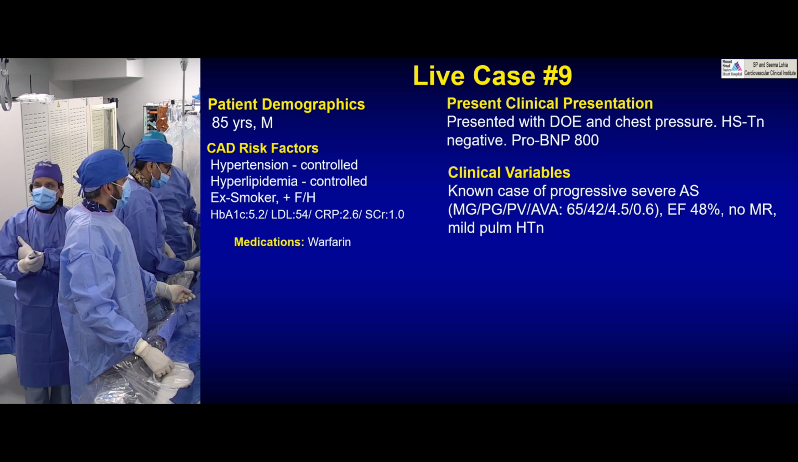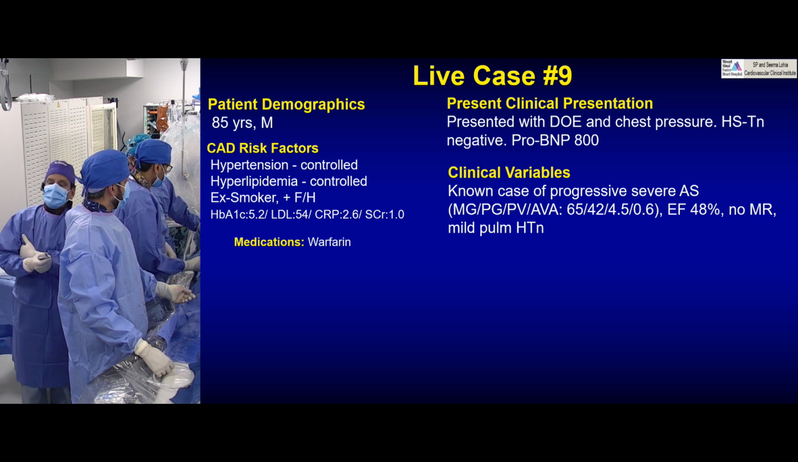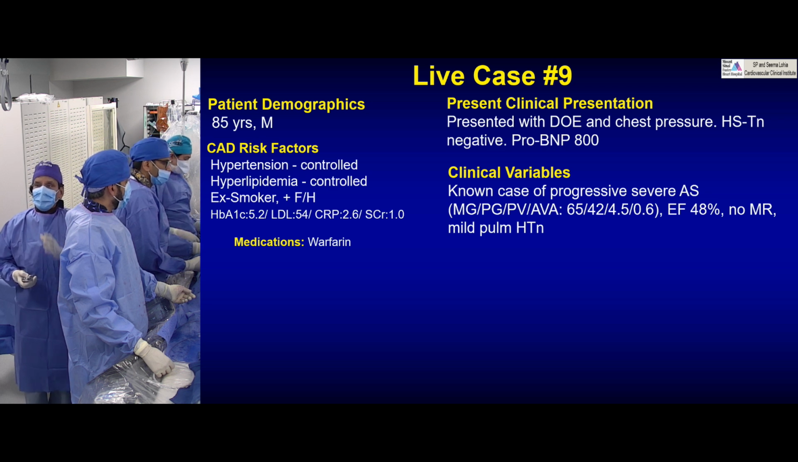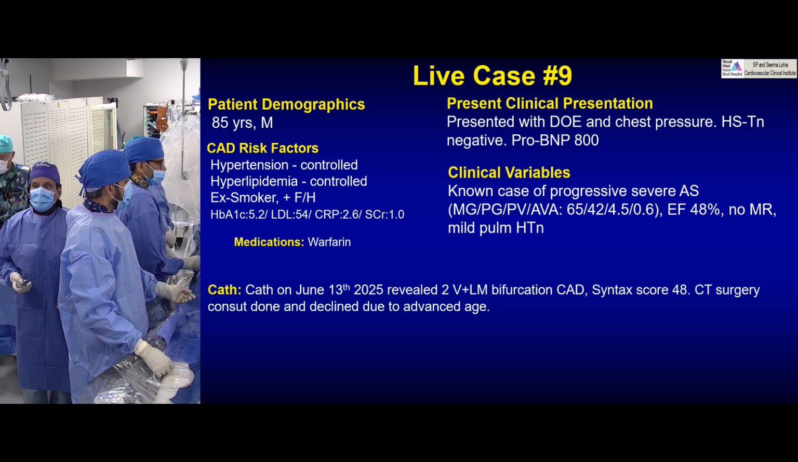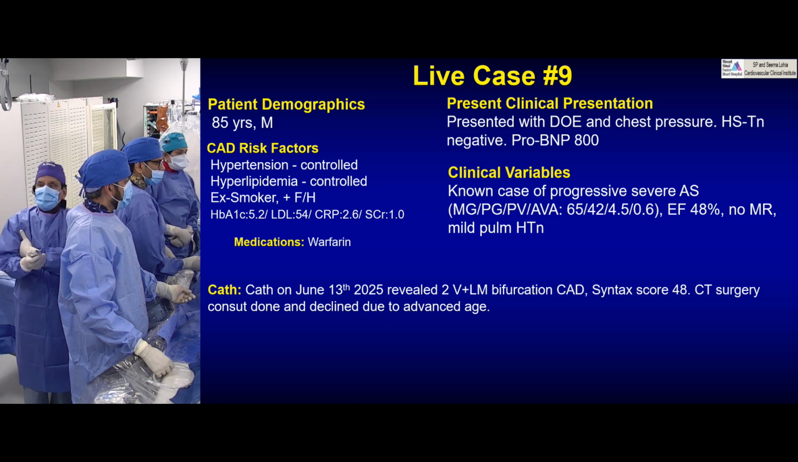dyspnea and chest pressure, negative troponin, slightly high BNP. He has a few other risk factors, and basically has progressive aortic stenosis, which we will show you the gradient of, and has a 2-vessel and left main bifurcation disease. The question is what to do with this patient.